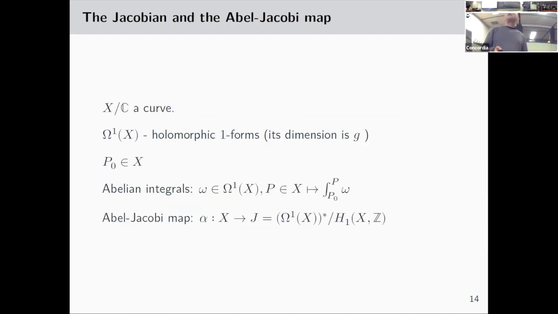Okay. So now I want to explain Chabauty's method, and for that I need to do a small interlude into Jacobians and Abel-Jacobi maps, which is classical.